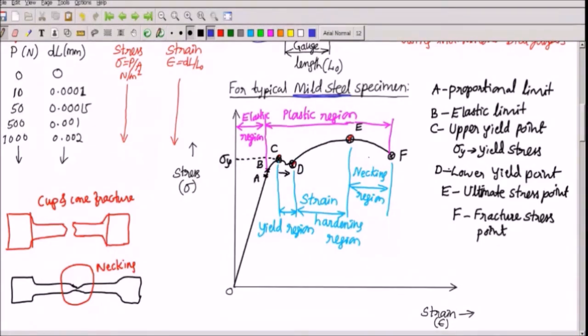But if you take other specimens, you may not be able to see the yield regions separately, or sometimes immediately after ultimate stress itself, the material may fracture. So this E and F band will be very, very small and so on. In order to show these points separately, I have considered a specific material, that is mild steel. We will see how this stress strain diagram is observed for other materials.